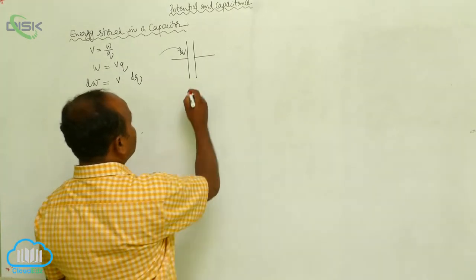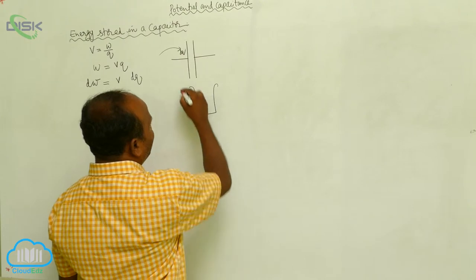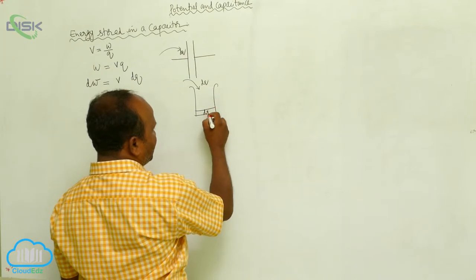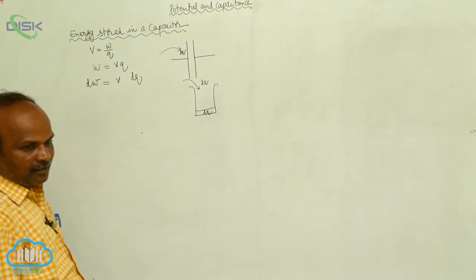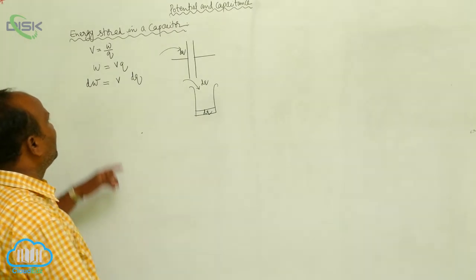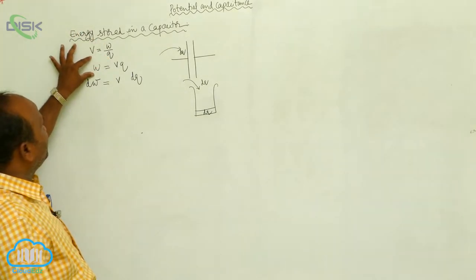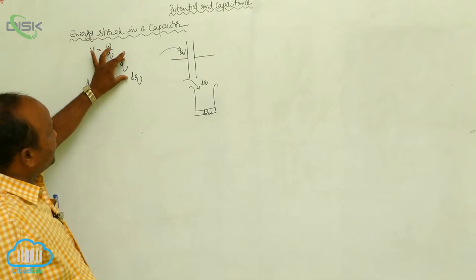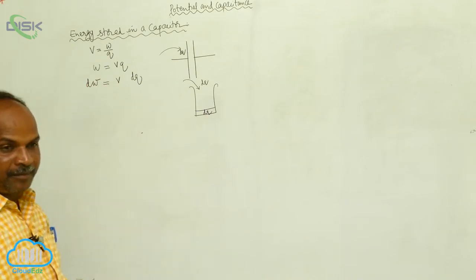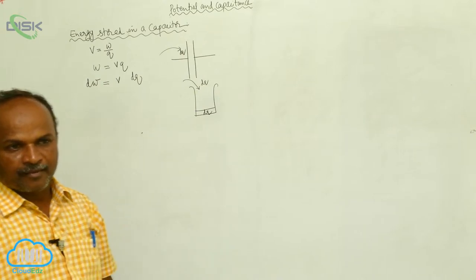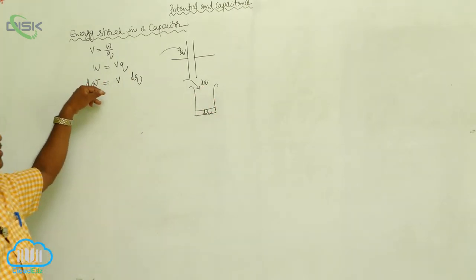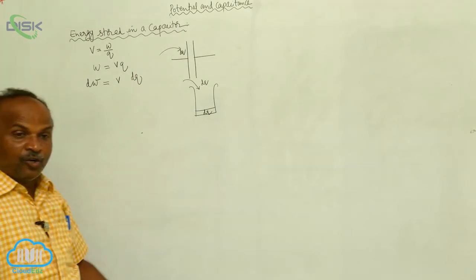For understanding purpose, this is the capacitor. I want to give a little amount of charge dQ. In storing this little amount of charge dQ, what is the work done? According to the formula, V is equal to W by Q, so W is equal to VQ. For an infinitesimal charge dQ supplied at constant potential, the work done is dW. So dW is equal to V into dQ.